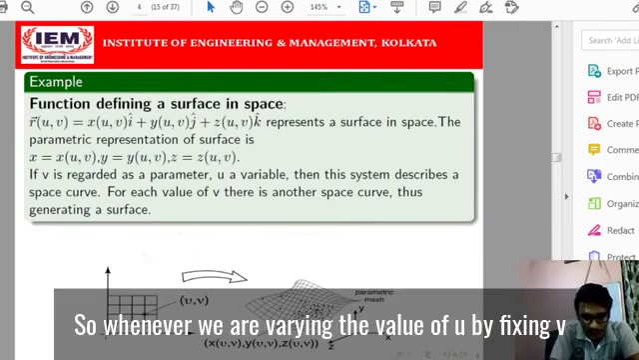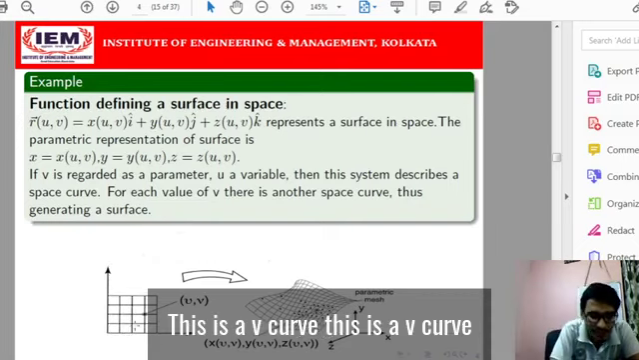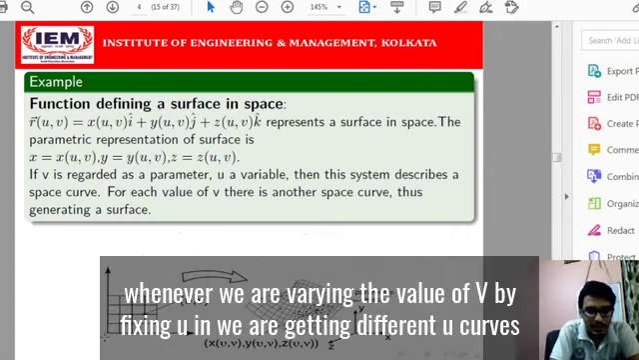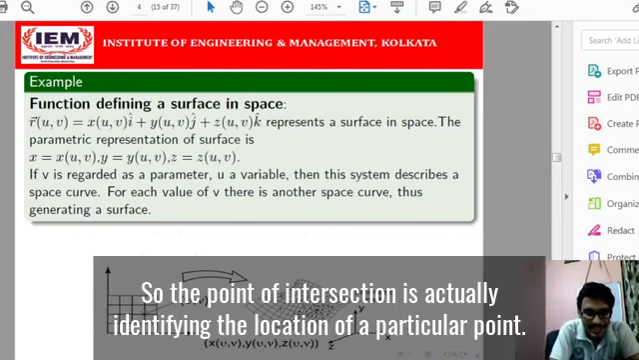So whenever we are varying the value of u by fixing v, this gives a v curve, this is a v curve, this is a v curve, this is a v curve. And when we vary u, v is fixed. Similarly, whenever we are varying the value of v by fixing u, we get different u curves. So the point of intersection is identifying the location of a particular point.